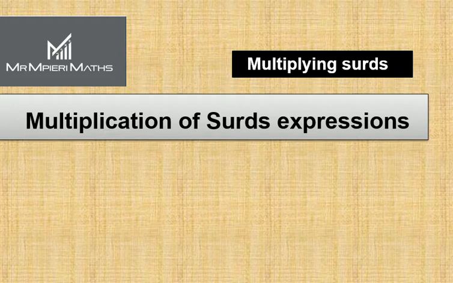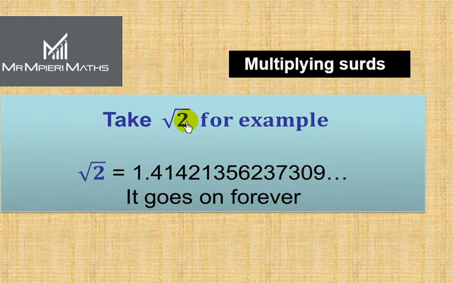Multiplication of surd expressions. In the last session, we had a look at root 2 as a surd, and because of these decimals that appear to go on forever, we identify that root 2 is a surd. I hope you can remember that from the previous session.